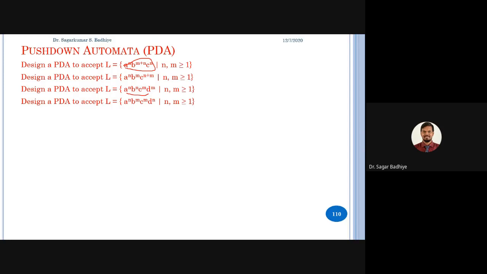This is another logic. A followed by B followed by the number of C's, which is equal to the number of B's, and at the end the number of D's, which is equal to the number of A's. Try all this at home, and then this one we'll see in the next class.